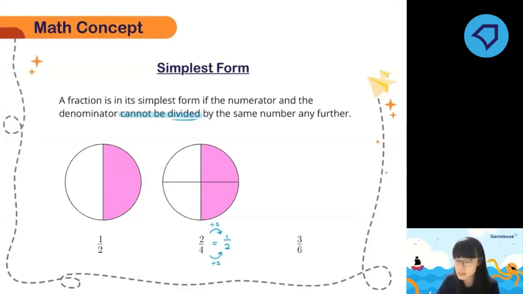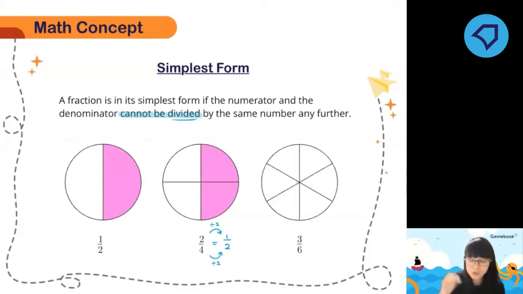We have 3/6. Okay, so I have a figure over here and I'm going to cut it into 6 parts. I'm going to shade 3 out of the 6 parts. So we have 1, 2, and 3. What do you guys realize also? It is also the same. Excellent job. That means 3/6 is also equal to half.